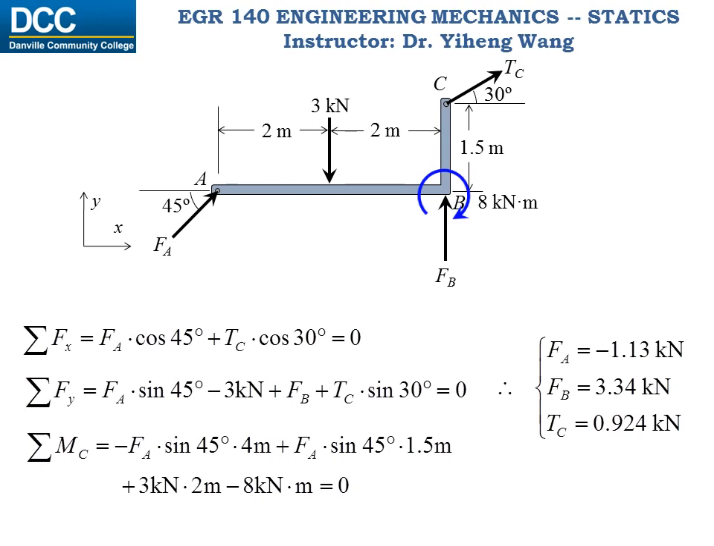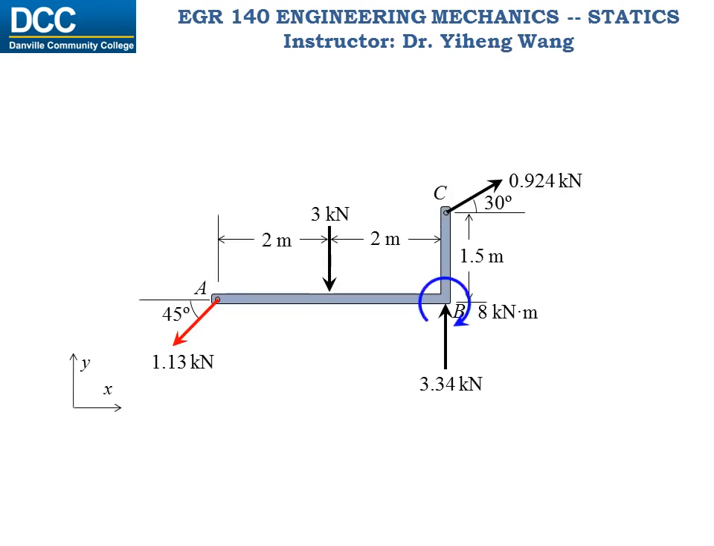Note that the calculated Fa is negative. This means that the direction of force at the collar A is opposite to what we originally assumed.